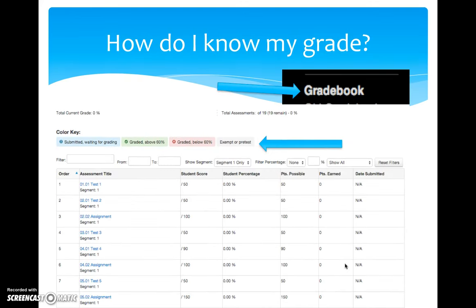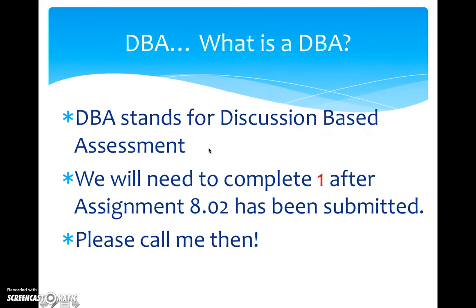If you'd like to know the grade that you have, then you can drop from the main menu, you can click Gradebook, and this will have all of the list of your assignments. And the cool thing is they have these little colors at the top that color code everything for you, so you know if it's submitted or if it's graded and you passed, or if it's graded and you need to go back and do it. And those are super helpful.